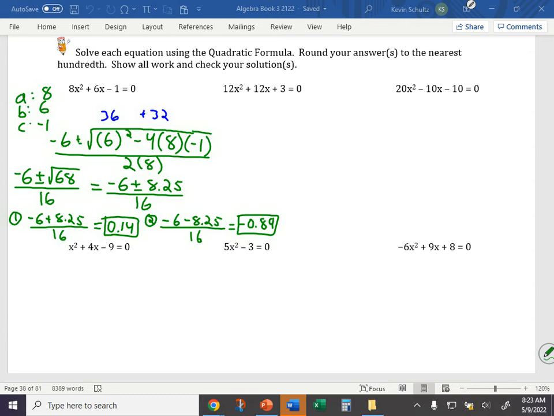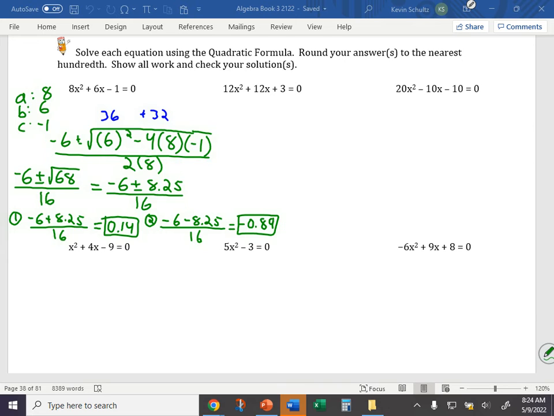Wyatt? I just had a question. Go ahead. Can we work on this on a different page and then show you? Yes, if you need more space to work, you can use the backside or a separate sheet of paper. How could you check this to make sure it works? Aiden? Plug it into the equation.